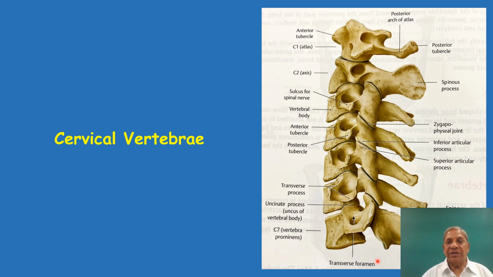Okay, so in the cervical region they come out above the corresponding vertebra, but in the thoracic region and then following the lumbar and sacral regions they come out below the corresponding vertebra.